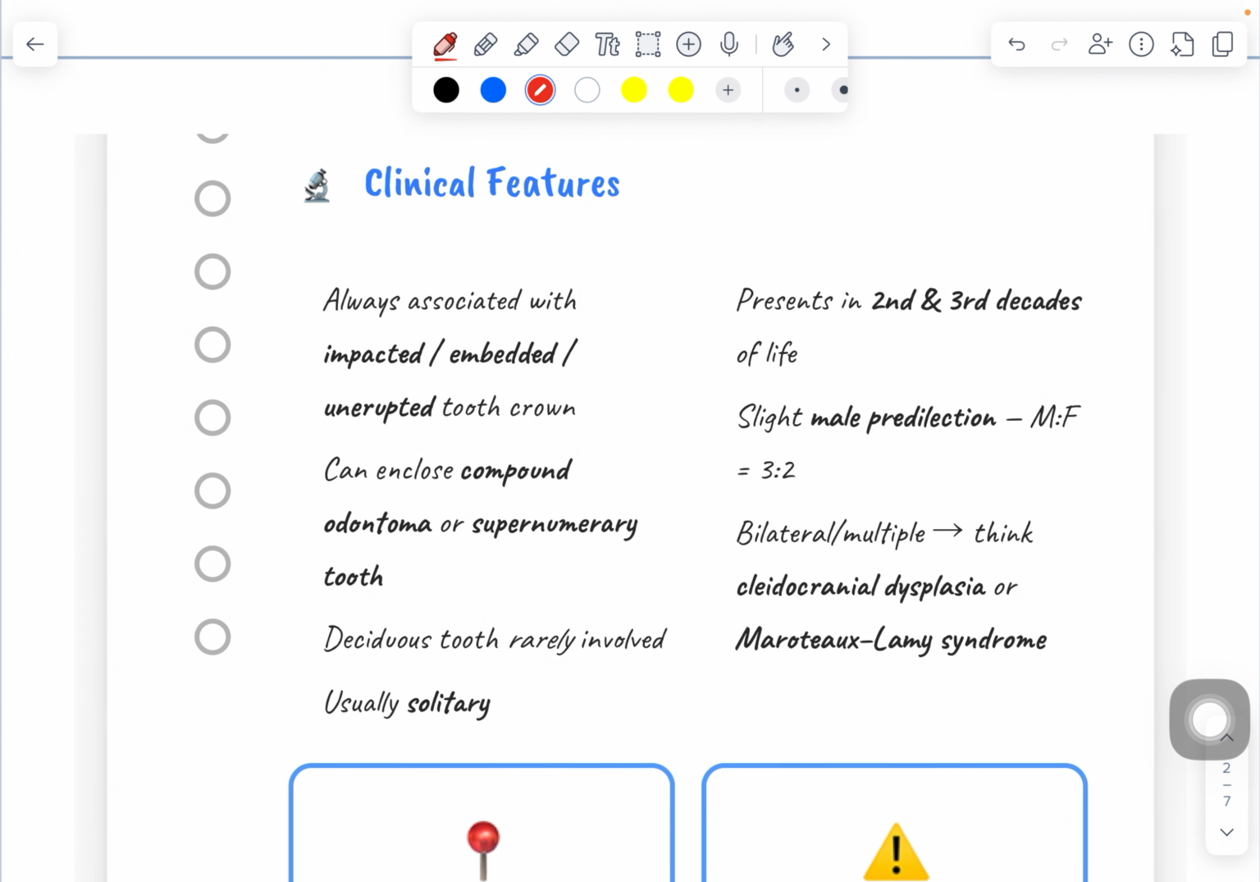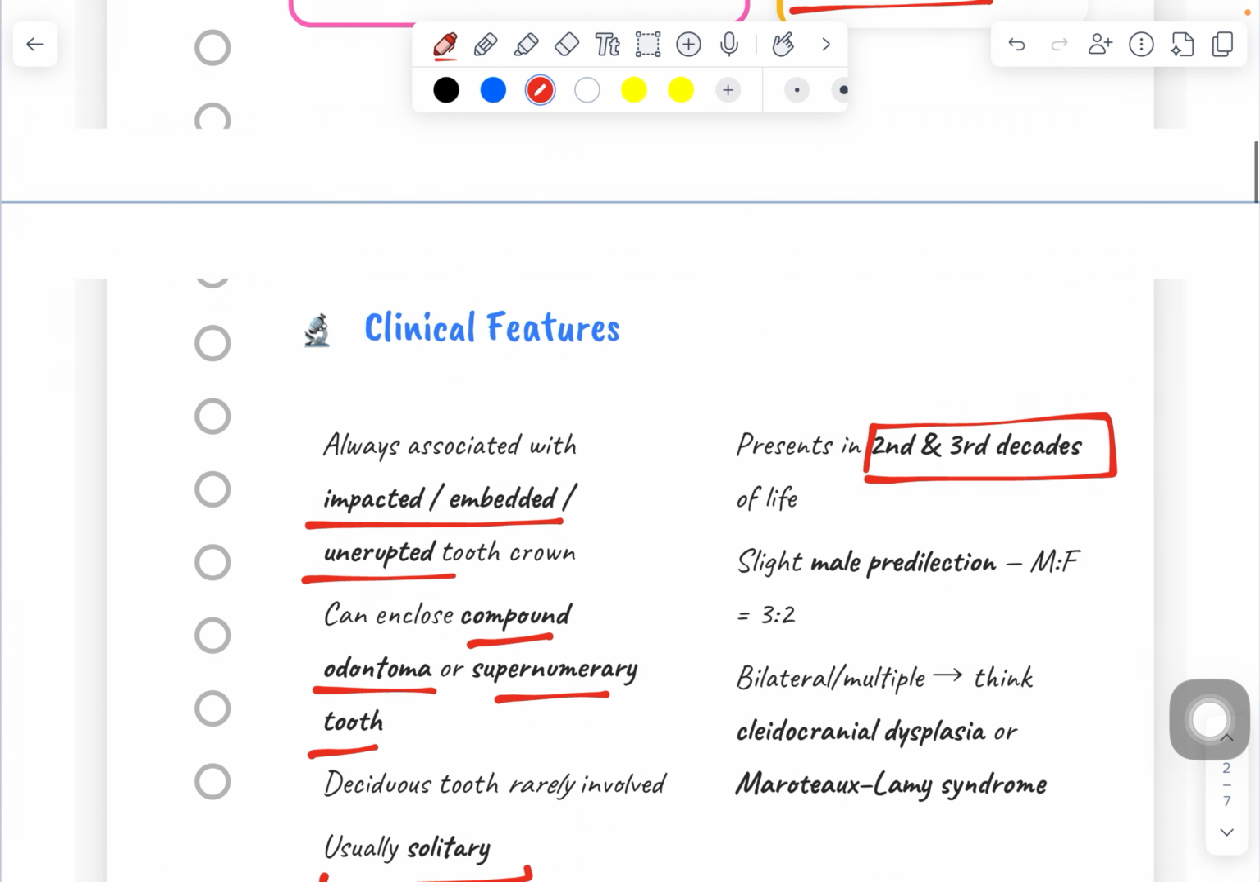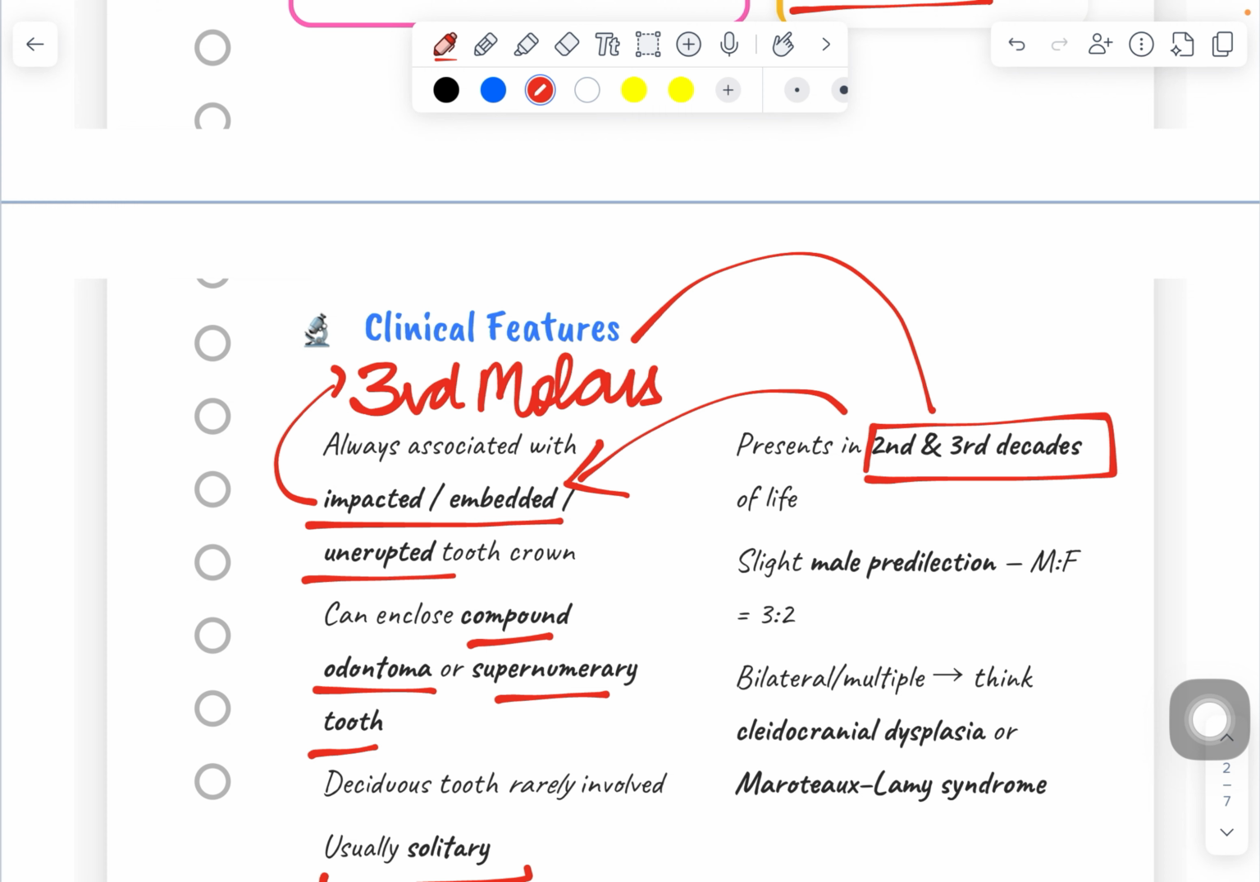Coming to the clinical features, it is always associated with an impacted or embedded tooth. We have learned that it can enclose a compound odontoma or supernumerary tooth. Deciduous teeth are rarely involved. So it presents in the second to third decade of life. Why? Because mostly it is associated with the impacted tooth. And which teeth are most commonly impacted? The most impacted teeth are third molars, and in which age do we see third molars most? Second and third decade, that is when the person is in the late 20s. Done. Slight male predilection 3:2.